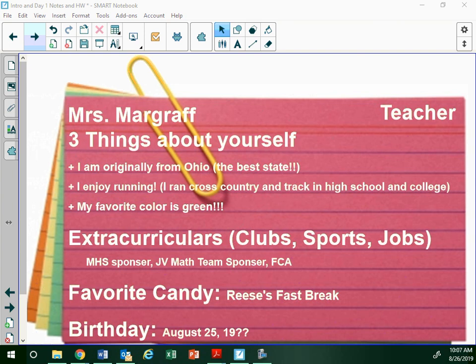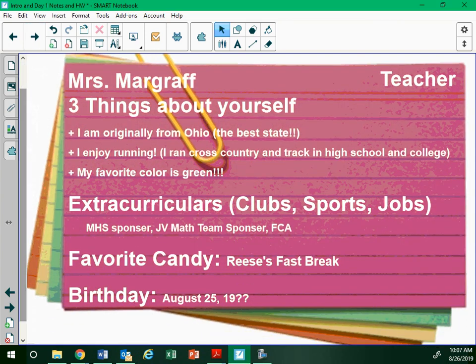I enjoy running. I actually ran both cross country and track in high school and college. Lots of fun, I just run for fun now. And my favorite color is green. Some extracurriculars that I'm involved in: I'm one of the sponsors for Math Honor Society, and that's something that you can do once you've completed Algebra 2, so look forward to that in the future.